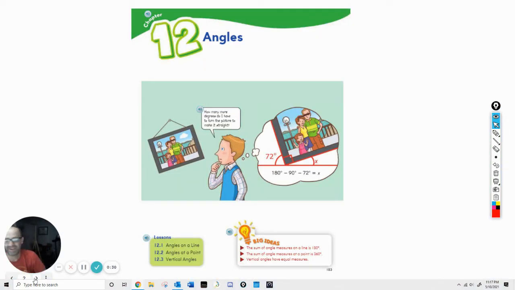The big ideas in this unit are that the sum of angle measures on a line is 180 degrees. I'm going to make that make sense. Don't you worry about it. The sum of angle measures at a point is 360 degrees. Oh, how appropriate on the 360 degree circle there too. I'm going to make that make sense. And vertical angles have equal measures.